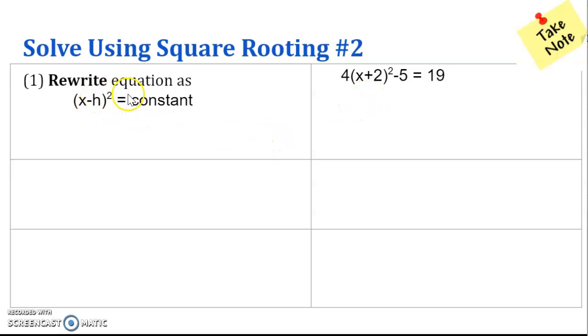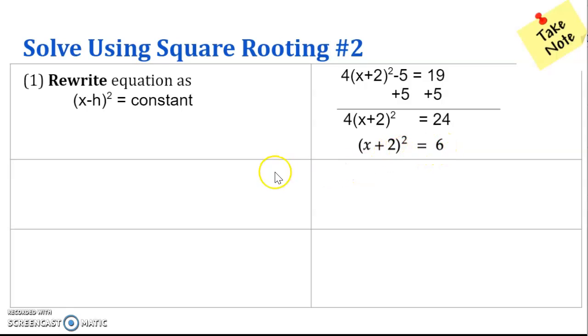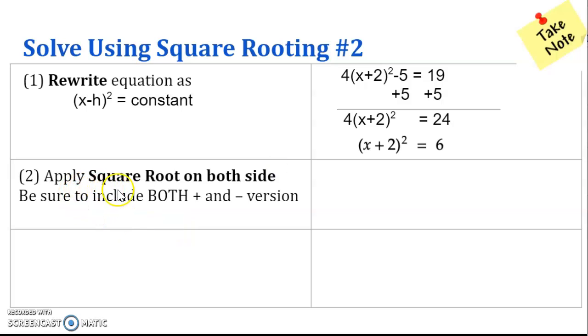The first step is to rewrite the equation as something squared is equal to a constant. You can have an expression inside the parenthesis that's being squared that is equal to a constant. So in this case, I am going to bring negative 5 to the other side by adding 5 to both sides, and then you're going to divide by 4 on both sides, and you're left with (x plus 2) all squared is equal to 6. Then from here, the second step is to apply square root on both sides, just like what you've done last lesson.